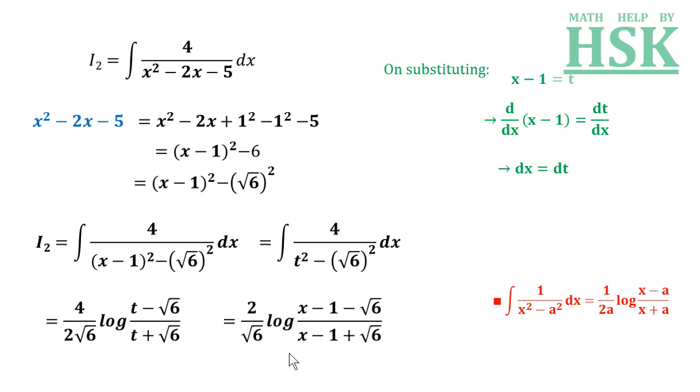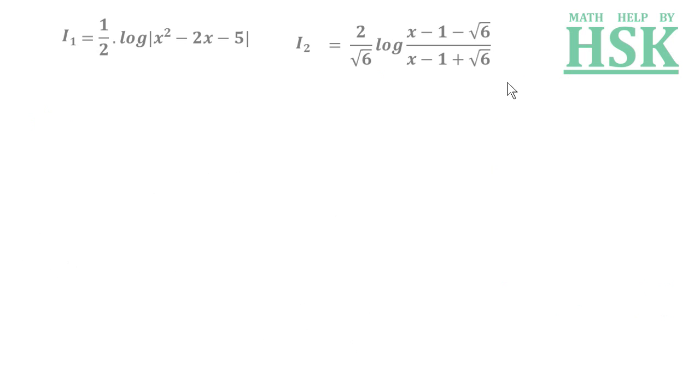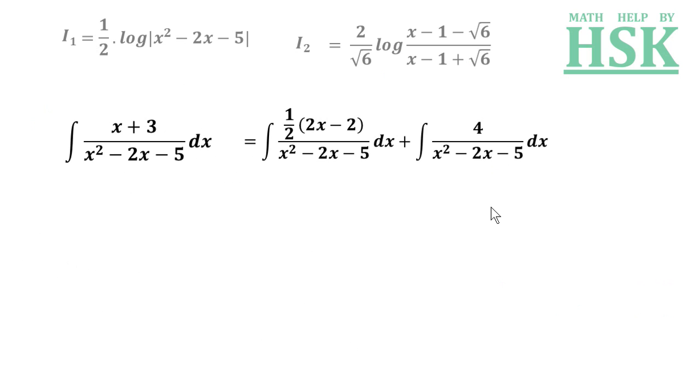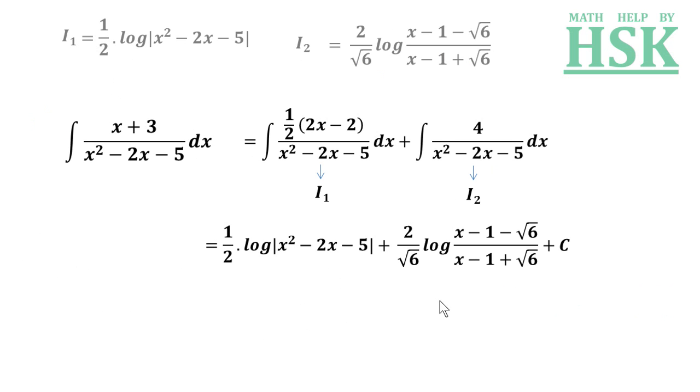Having calculated the values of I1 and I2, I take both these values. I have written the integration of this function as equal to I1 plus I2. What I have to do is just place the values of I1 and I2 to get the answer. So integration of x plus 3 upon x square minus 2x minus 5 dx is equal to 1 upon 2 log of x square minus 2x minus 5 plus 2 upon root 6 log of x minus 1 minus root 6 upon x minus 1 plus root 6 plus c, which is my required answer.